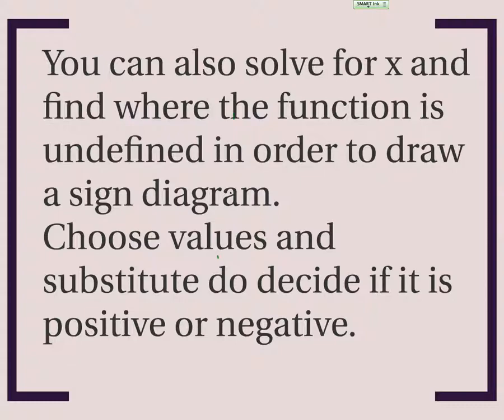After we do that, after we find how many points are going to be on our number line, and it might be 1, it might be 2, it might be 3, then I want to choose values and then substitute them in to decide if it's going to be positive or negative. Now I know that those directions are kind of disconnected, but we will go through all of these steps on our next two examples.